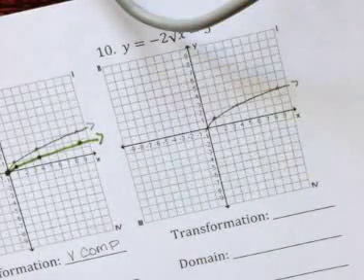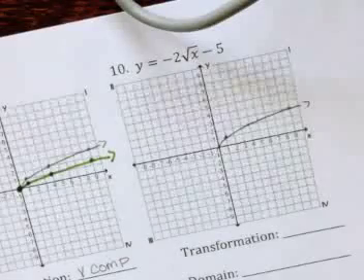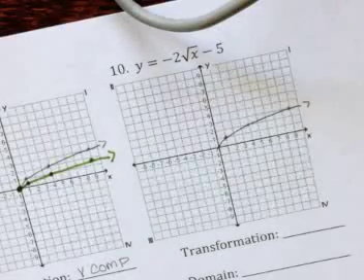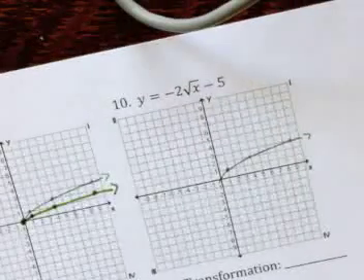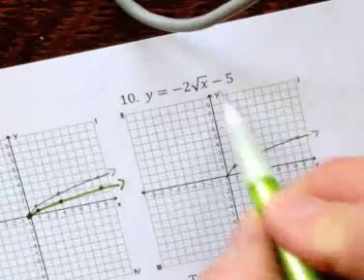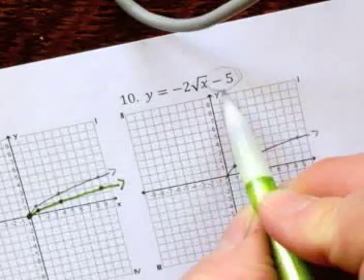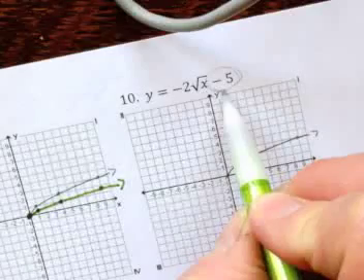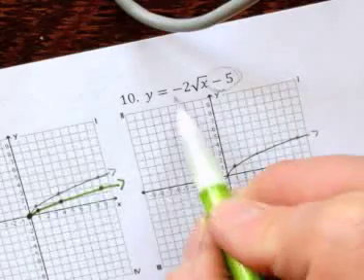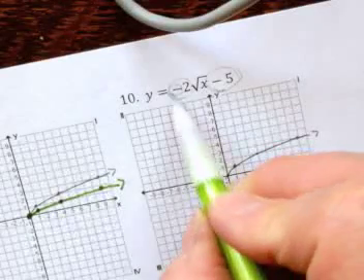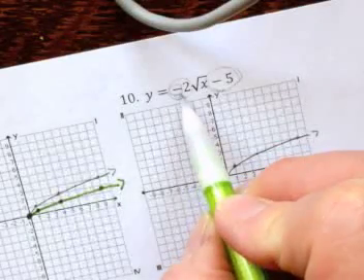This video will walk us through example number 10 in our exploration of graphing square root functions. And what we're going to do here is get a little bit more complicated. We have a shift down 5. We can see that from this k value here of -5. But we also have a vertical stretch and a reflection over the x-axis.